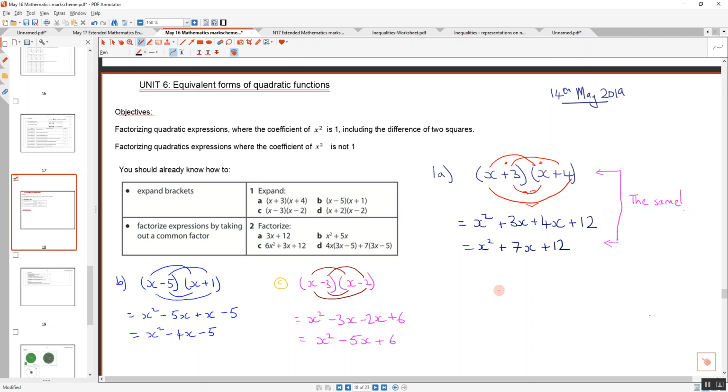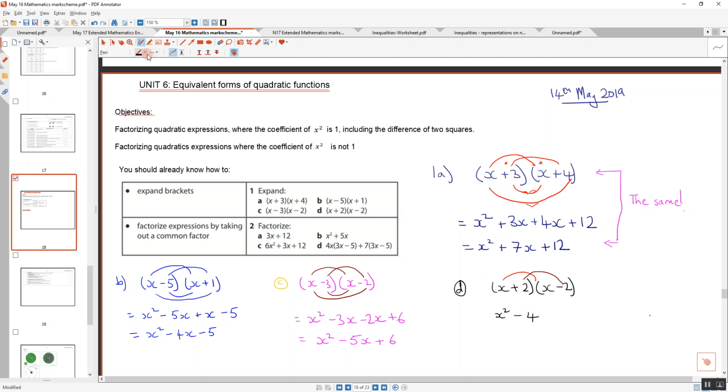For the last one, A, B, C, D. Again, it's not difficult if you just set it out neatly and carefully. So I've got x times x, again, which is x squared. The next bit, Sona? 2 times negative 2, yeah, I can do that. 2 times negative 2 is negative 4.